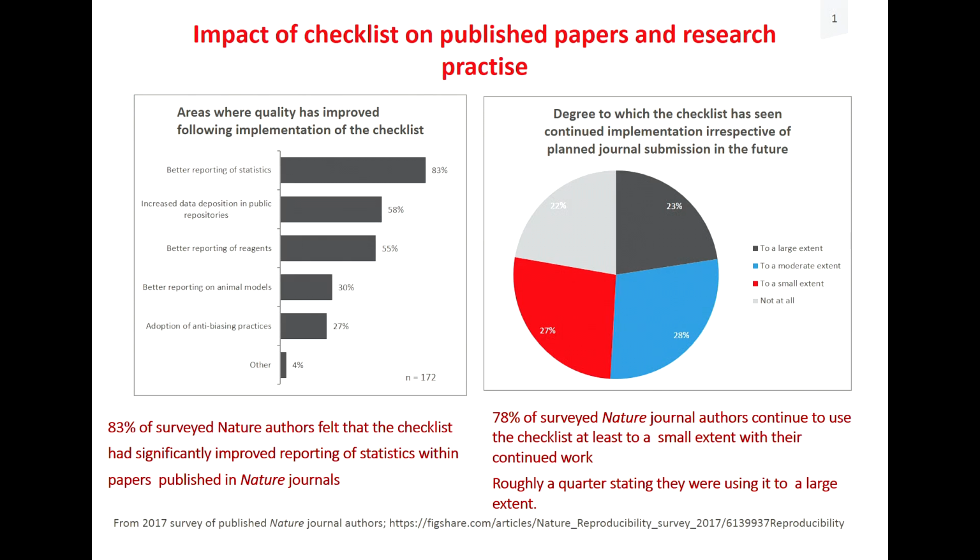So the checklist, from the perspective of authors, the three top areas where the checklist is seen to have an impact is better reporting of statistics, increased data deposition in public repositories, and better reporting of reagents. These are all areas that we know you have to push on in order to have an impact on transparent reporting and reproducibility. And very strikingly, 83% of surveyed Nature authors felt that the checklist had significantly improved reporting of statistics within the papers published in Nature journals.